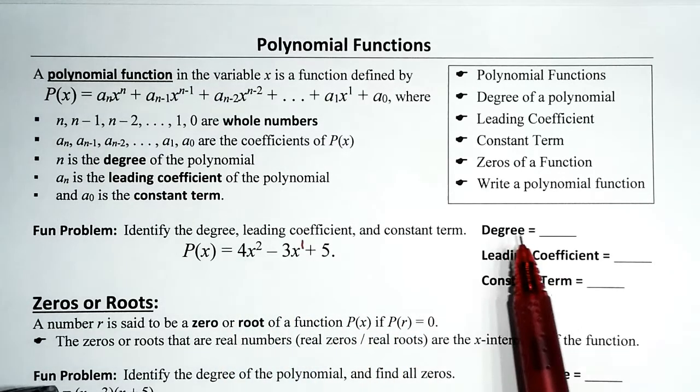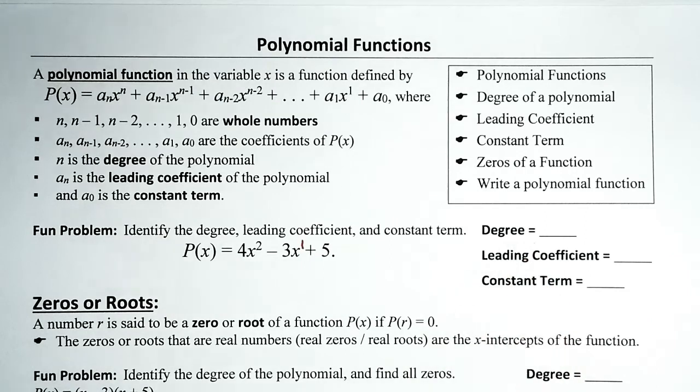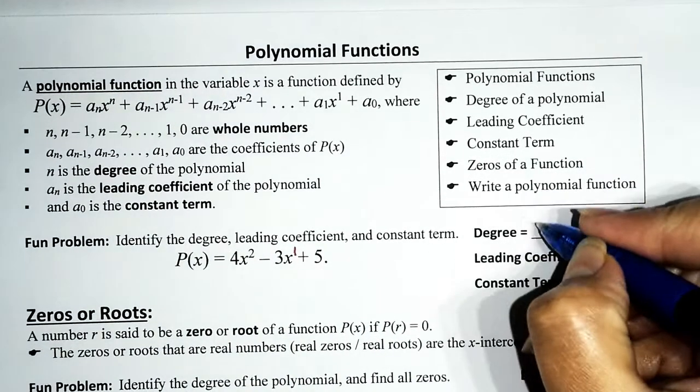Now, what is the degree? You can read or I can speak to you. Let's do this. So the degree of a polynomial is code for the biggest exponent on any of the variable terms. For this problem, the biggest exponent on any of the variable terms is 2. So for that reason, the degree is 2.